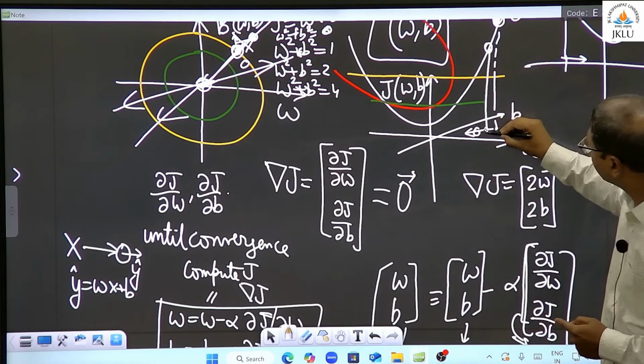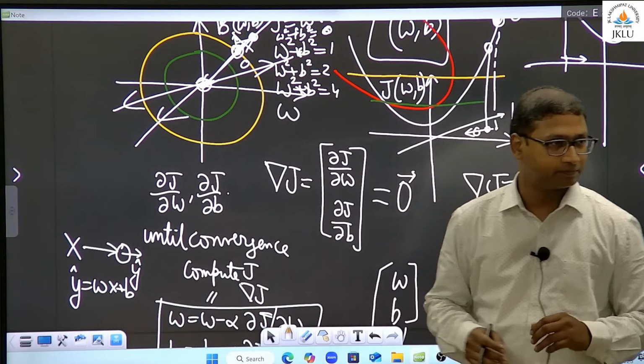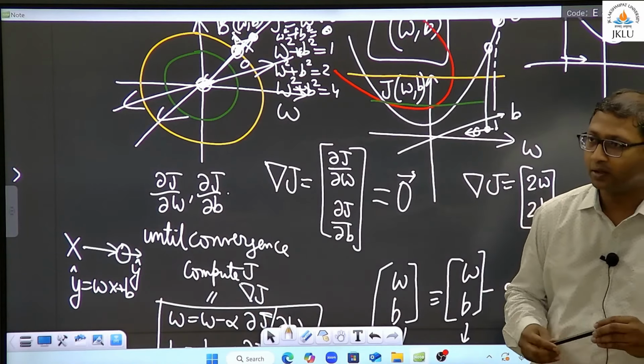When you reach 0, 0, what will be the value of gradient? 0, 0, gradient is 0. Gradient is 0, that means W comma B equal to W comma B older ones, because this term goes to 0. So when this term goes to 0, your parameters are not updating anymore, and hence convergence is achieved. So we stop there. Okay. Now, okay, that's it.